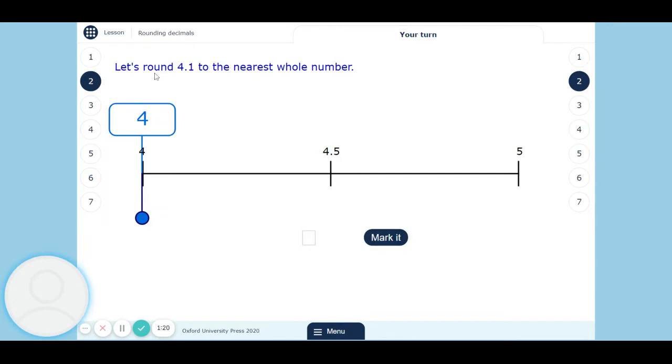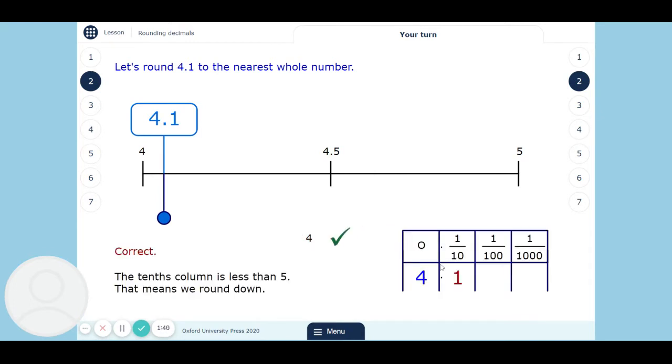Okay, so 4.1 to the nearest whole number. So the number line's got 4, 4.5, and a 5. So if we move this marker, so it's 4.1, we can straight away see that it's closer to the 4 than it is to the 5. So to the nearest whole number, it's 4. Just have a look which one it's closer to. You can also think about this being whole numbers, this being in the 10th column. If something in the 10th column is less than 5, then we're going to round down.